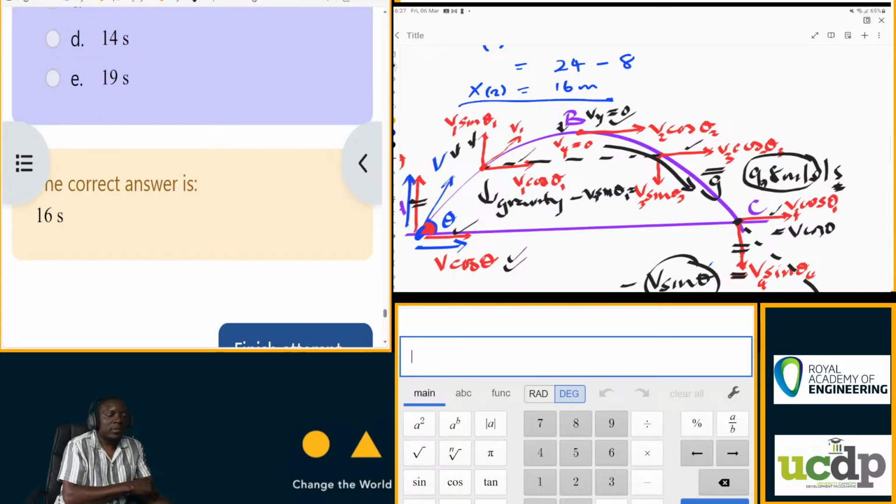All right, understandable. So as I go up from A to B, I'm decreasing, but from B to C, I'm increasing at the same rate that I decreased with. Very good. Just like that.